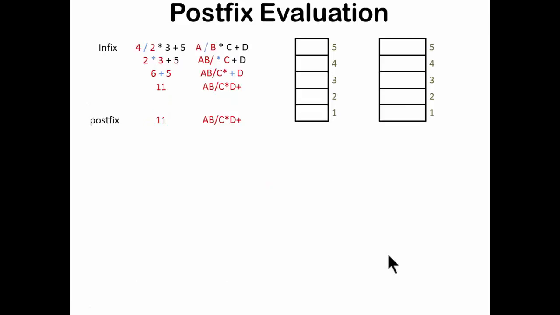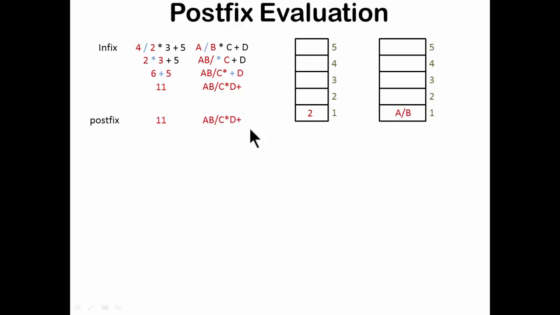Let's see another example. Here the notation is A B division, C multiplication, D plus. So A directly gets into the stack, B into the stack, then the operation. The operation has to be performed on A and B. You pop 2 times, you get the values of A and B, you divide A by B, you get the result 2 that will be fed into the stack.